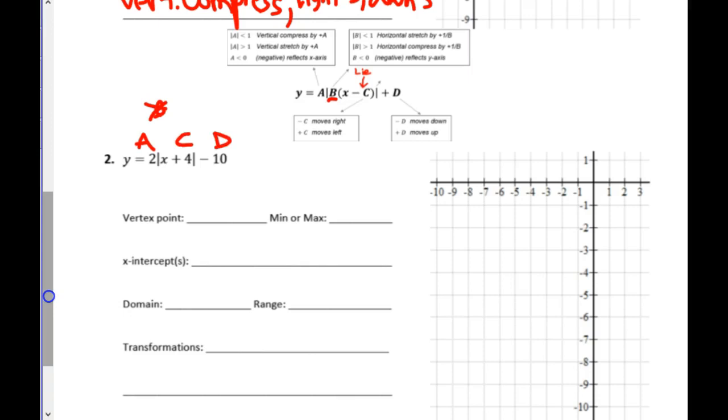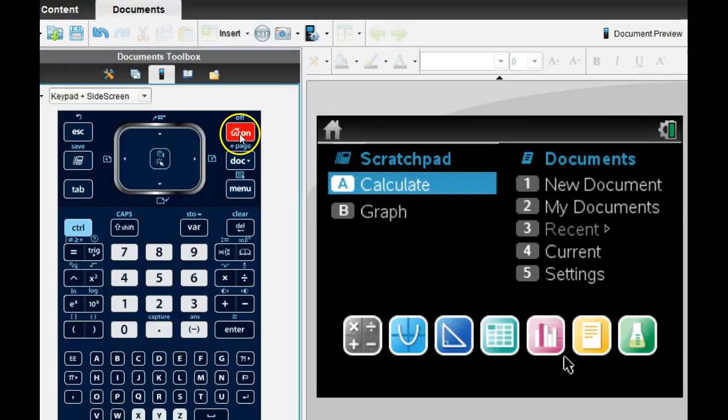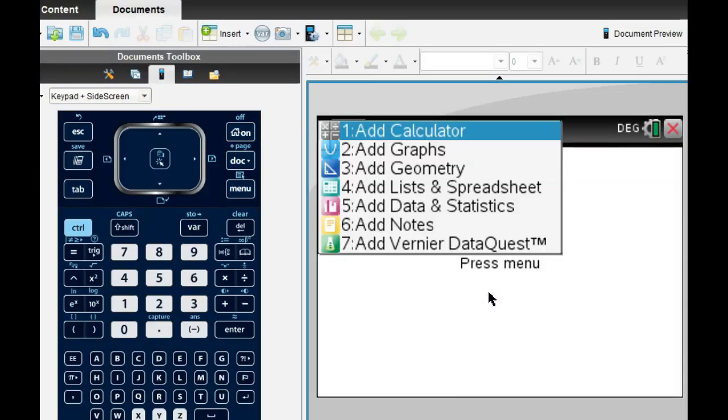What is the vertex going to be? C and D. What's it going to be? 4. Negative 4. And then what? Negative 10. Okay, now, min or max. Let's graph it in our calculator. Let's do it real quick. So, do a new document. Do not save. Add a graph.